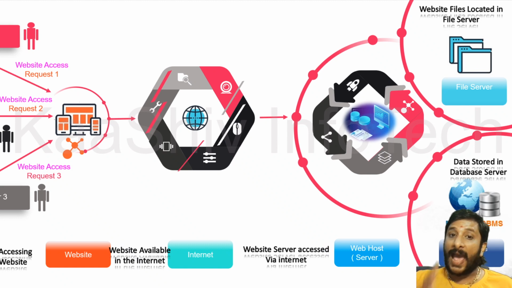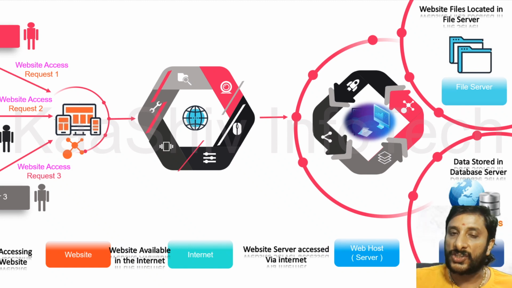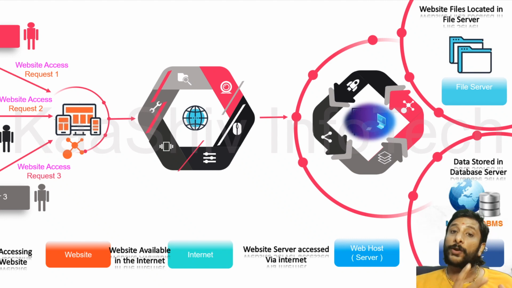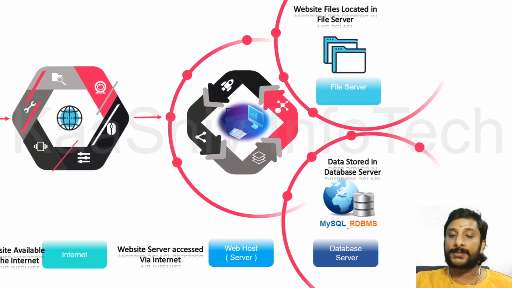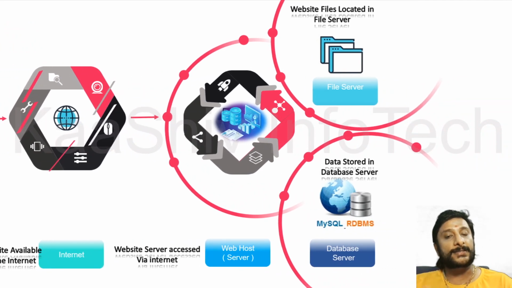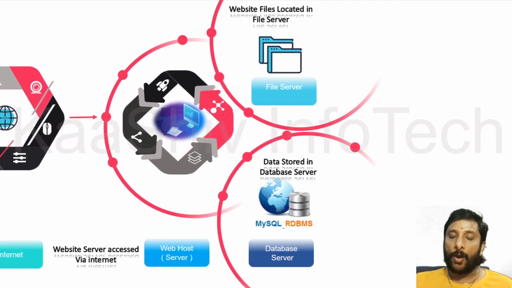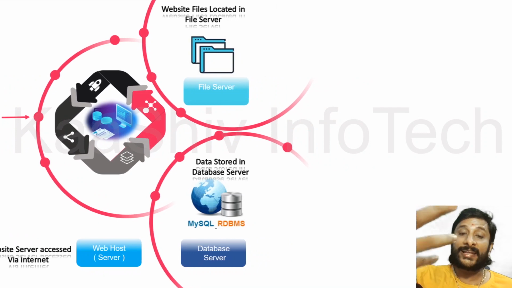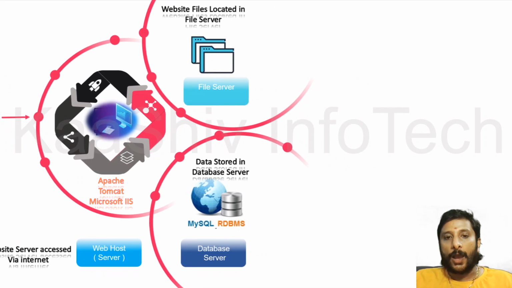The web server will have two things. The one thing is storing the files, your HTML, JavaScript, CSS files. And the other is the data which is stored in the databases. So the web server will have the file servers and the database servers. We need to pay the rent for getting the file server to put our website, and to store the data we need the database.